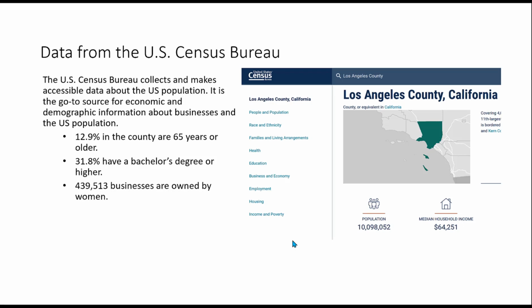Let's say you need to find out the demographics of the county. Examples of demographics are age, income, education, and race. Here are some examples of data you can find on this website. 12.9% in the county are 65 years or older, 31.8% have a bachelor's degree or higher, and 439,513 businesses are owned by women.